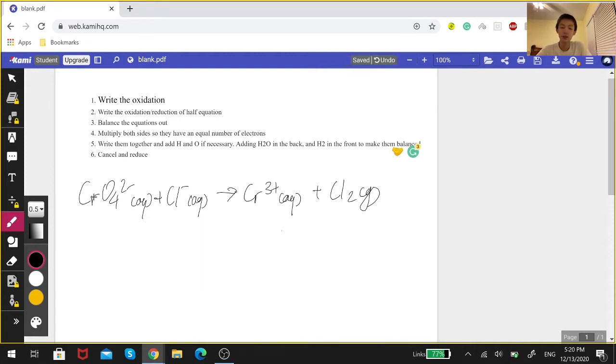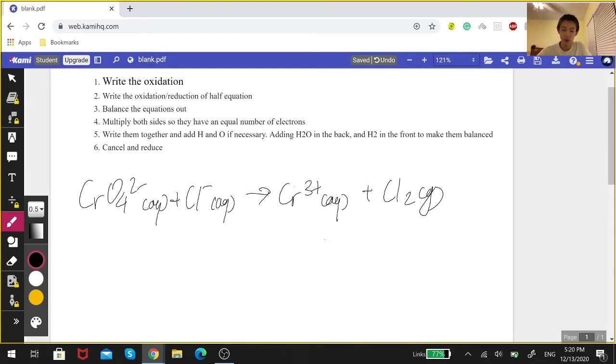Step one is write the oxidation numbers for everything. Now, 4 times -2 makes -8. In order to have an overall charge of -2, Cr has to be +6, because +6 plus -8 makes -2. Cl- is 1 minus, as it told us right here. Cr3+ is 3 plus, easy. Cl2 is neutral, as there is no charge at all.